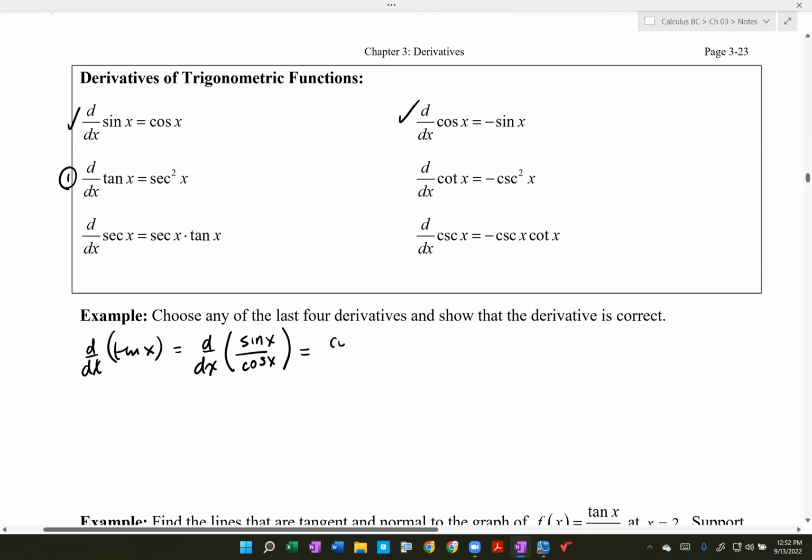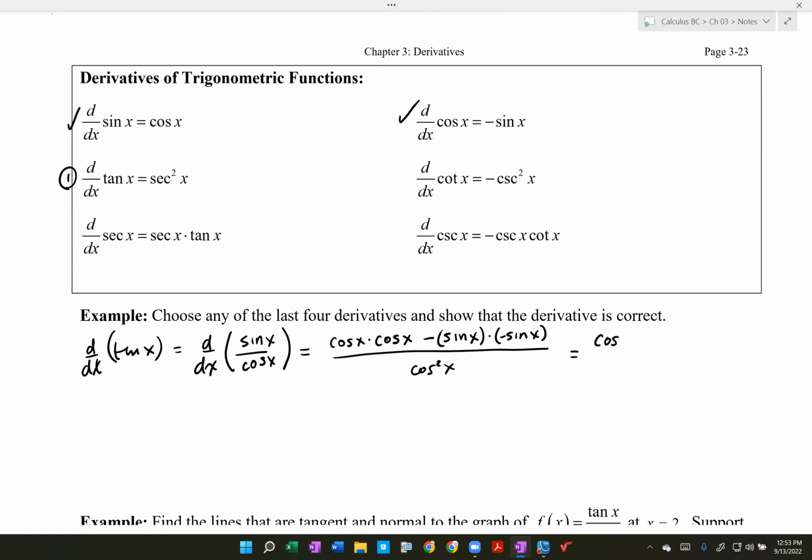So bottom times the derivative of the top, minus the top times the derivative of the bottom, which is negative sine. We should put that in parentheses. And this is all over the bottom squared.